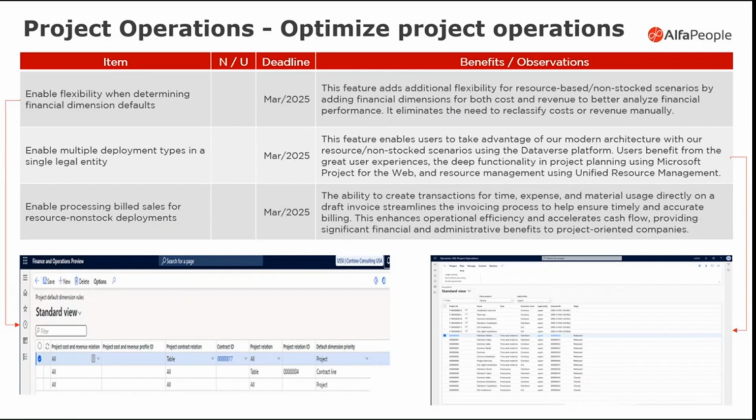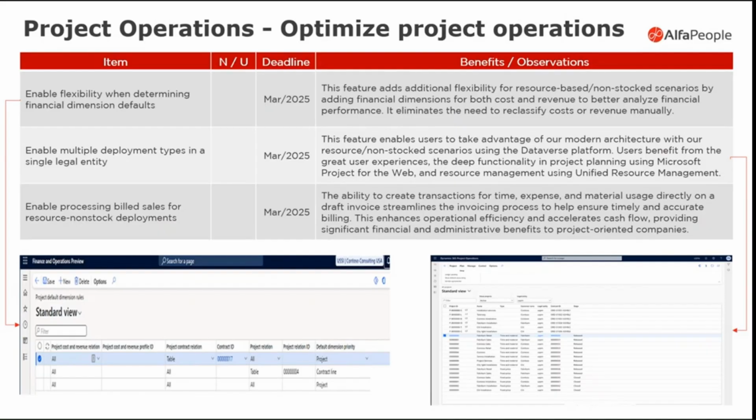So this update is particularly useful for companies dealing with non-stocked or resource-based scenarios where cost and revenue aren't always straightforward. The feature allows us to assign financial dimensions more flexibly, both for cost and revenue purposes. That means that we get a clear picture of financial performance from the beginning. It also removes the need for manual reclassification, which not only saves time for the company, but also helps reduce the risk of errors. So overall, it's a helpful improvement for more precise financial tracking and easier reporting.